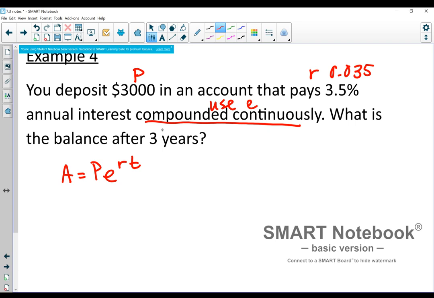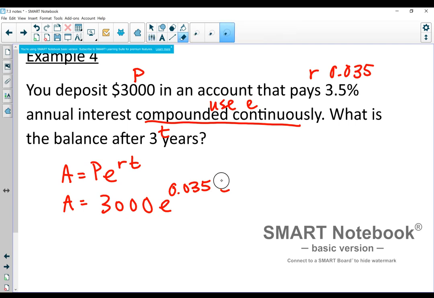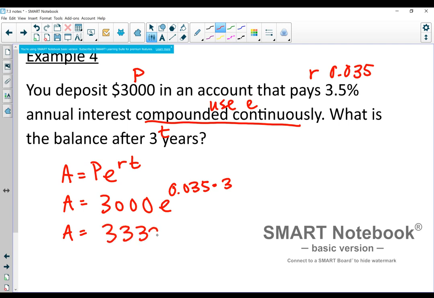What is the balance after 3 years? So T is going to be 3. And so A equals 3,000 times e to the 0.035 t power. Oh, but t is 3. And now I just go ahead and plug that into my calculator. And you should get $3,332.13. And this is our last example.